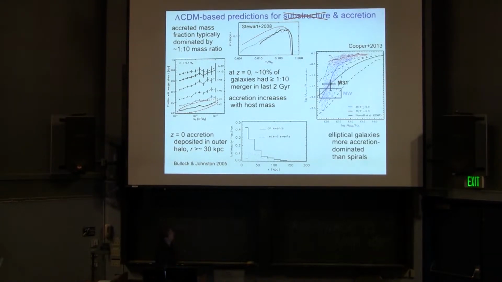Now this is some new interesting work, trying to do semi-analytic models to see what you expect as a function of galaxy type. As you might expect, because early type galaxies are in denser environments, you also expect stronger accretion histories. But this is the first real prediction I've seen for this. There might be others out there, but it's the first I've seen that predicts that elliptical galaxies should be more accretion dominated than spirals.